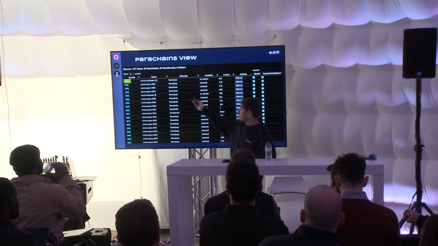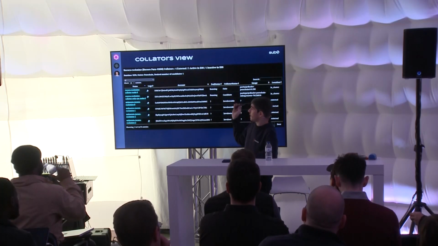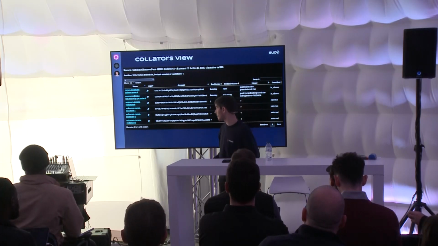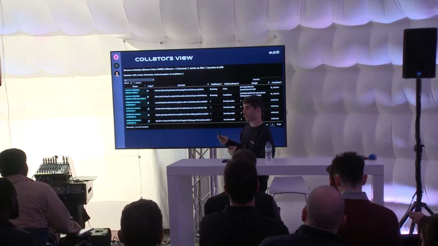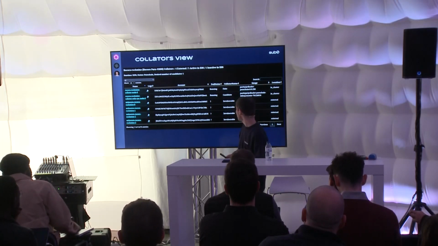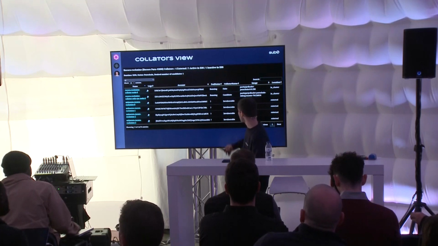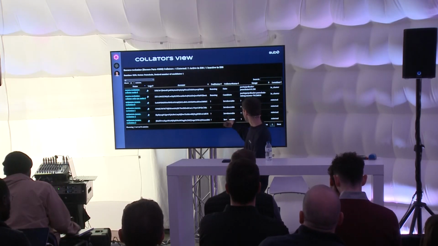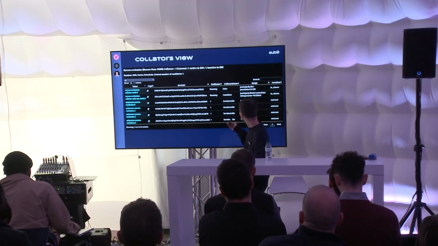If I click here on this 1000, then I get the collator view. Here my Testnet Manager has detected the collators that are running in my Kubernetes cluster for parachain 1000. And here you can see that those are actually not running in my cluster right now. They are external, so basically they're kind of unknown. We can see their collator status, which is a bit similar to the validator status, but for whether this collator is producing blocks.